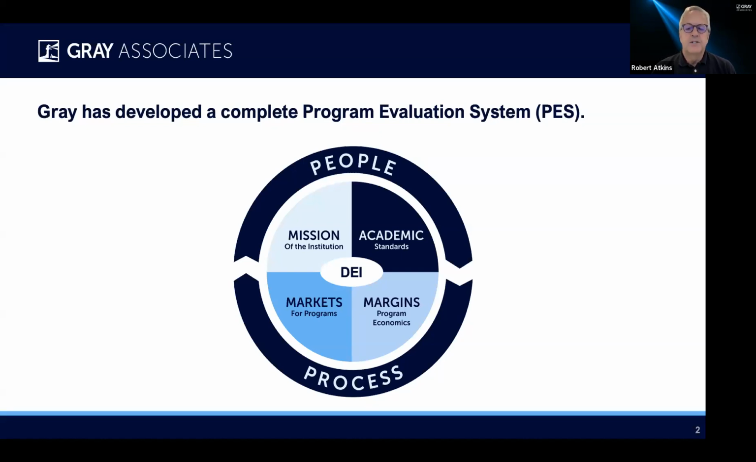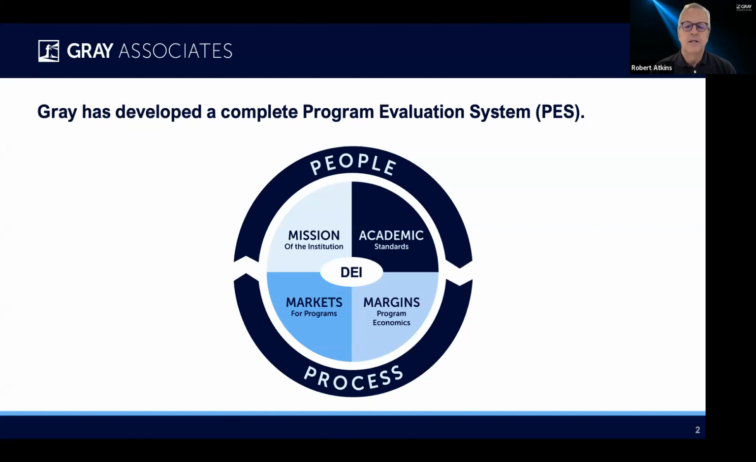Then you've got to understand the margins on your programs and which ones generate margins to subsidize important mission-critical programs that don't cover their own costs. And then we have to understand if the program is consistent with your academic standards: what percentage of students are getting Ds, Fs, or Ws? What's the retention rate? What's the completion rate for a given program? And are they passing any external tests required? For example, in nursing, they have to take the NCLEX. What is your pass rate, and is that acceptable for your institution? And of course, it's worthwhile checking whether it's acceptable for the Board of Nursing as well.